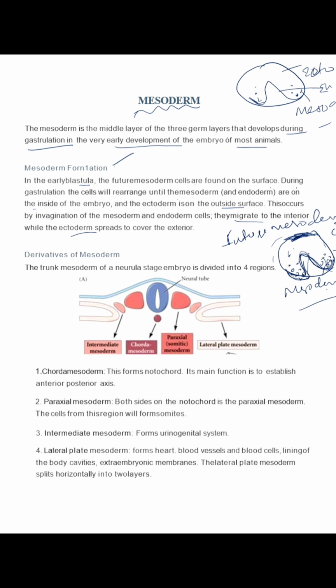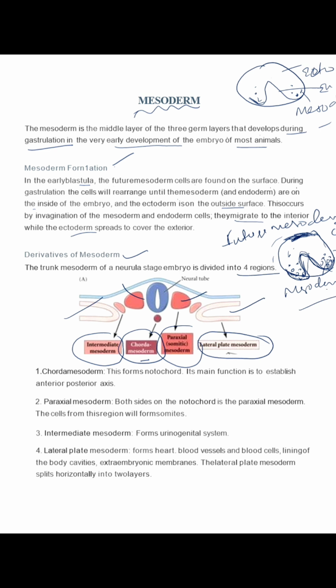So now let's see what the derivatives of the mesoderm are. The trunk mesoderm of the neurula stage embryo is divided into 4 regions. What are they? You can see here. First is the cauda mesoderm. Then the paraxial mesoderm, on both sides. Then the intermediate mesoderm, on both sides. And then the lateral mesoderm. So it is divided into all these 4 types.